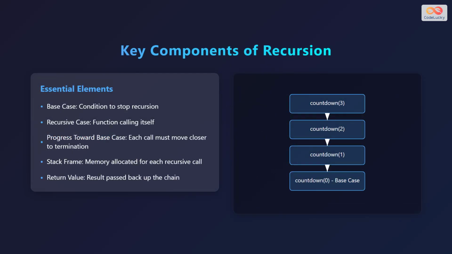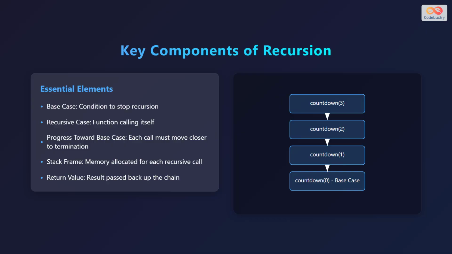Let's discuss the essential elements of recursion. A base case is a condition to stop the recursion. Without a base case, the function would call itself indefinitely, leading to a stack overflow error. The recursive case is where the function calls itself. This is the heart of the recursive process, where the problem is broken down into smaller subproblems. Progress towards the base case is important. Each recursive call must move closer to the base case. This ensures that the recursion will eventually terminate.